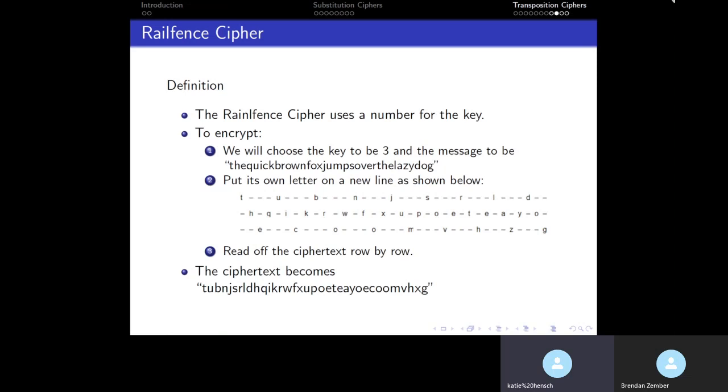To encrypt the message, a number value for the key must be chosen. For this example, we will use the number 3. Then the plaintext will be written out in 3 rows where the first letter is placed on the first row, and each letter following that is placed on the row below it until it reaches the bottom, where the next letter will be placed one above it. This results in the zigzag formation shown on the slide. After doing this for the length of the text, the ciphertext is completed by transcribing row by row.